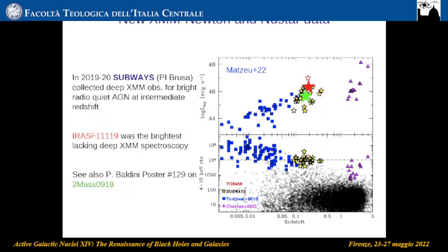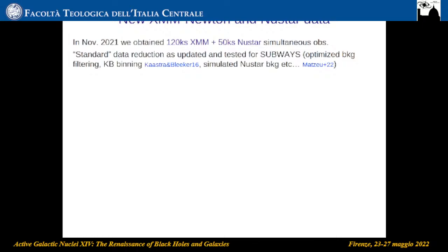And by the way, I encourage you to see also the poster by Pietro Baldini on Tomas 0918. That is another source that is in the same range of redshift and luminosities of the SUBWAYS sample, but got observed in a different project. So this sample is getting larger and larger as we collect new data.